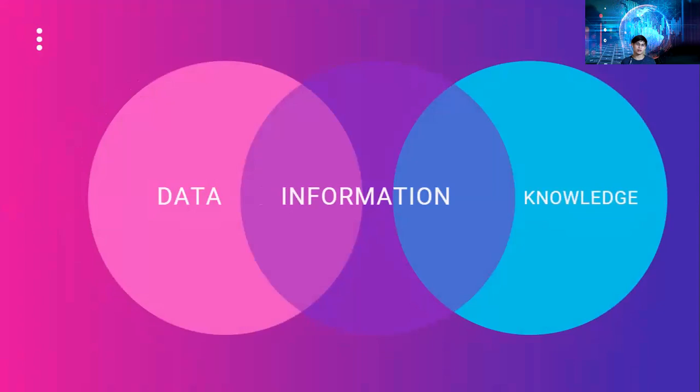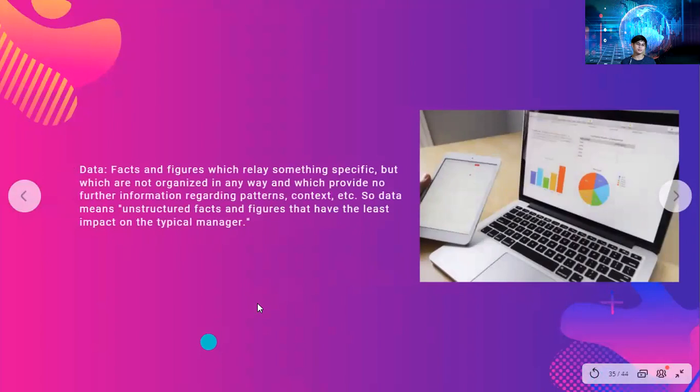Okay, now let's move forward and differentiate data, information, and knowledge. So when we say data, these are the facts and figures which relate to something specific, but which are not organized in any way and which provide no further information regarding patterns, context, and so on. So data means unstructured facts and figures that have the least impact on the typical manager. Again, these are just the facts and figures which relate to something specific.